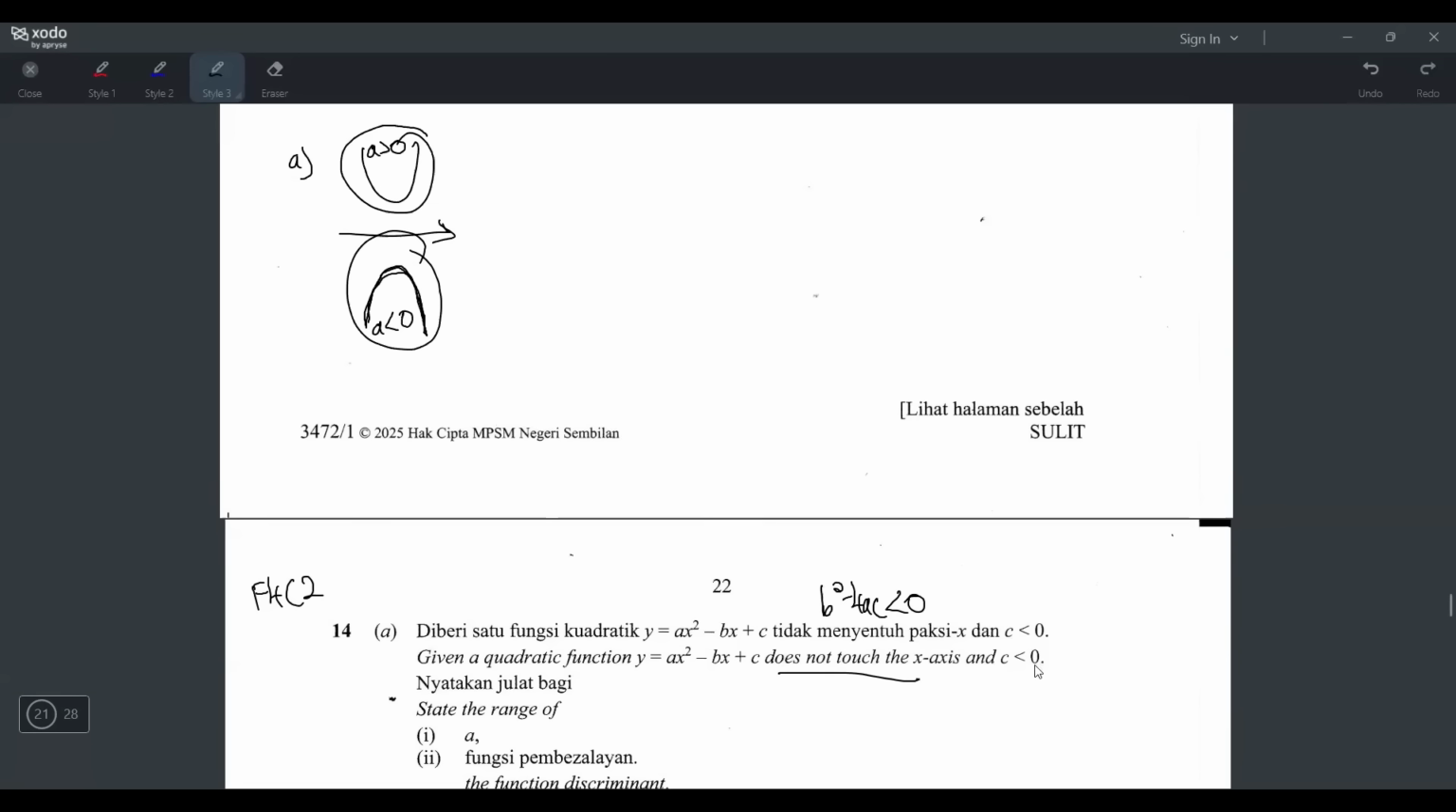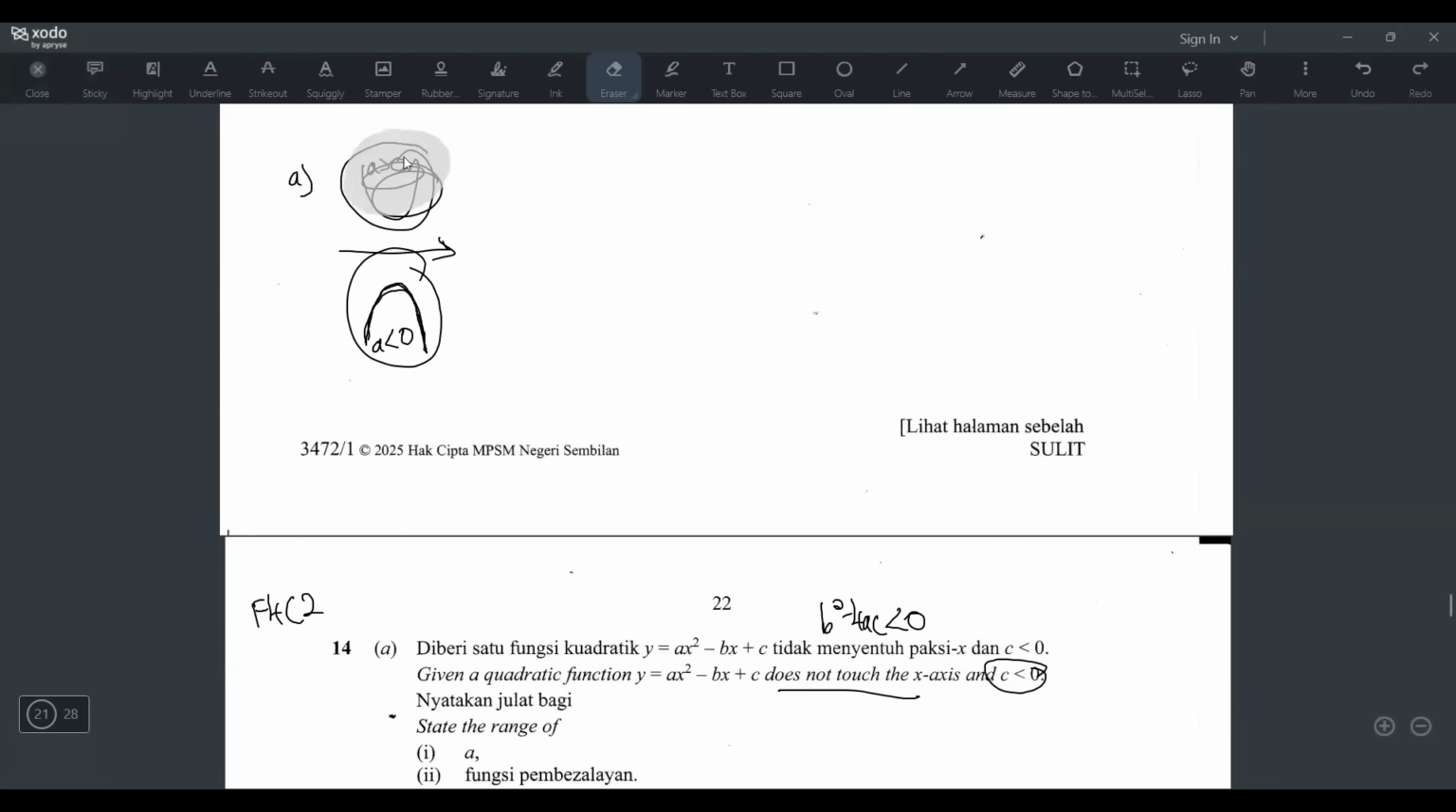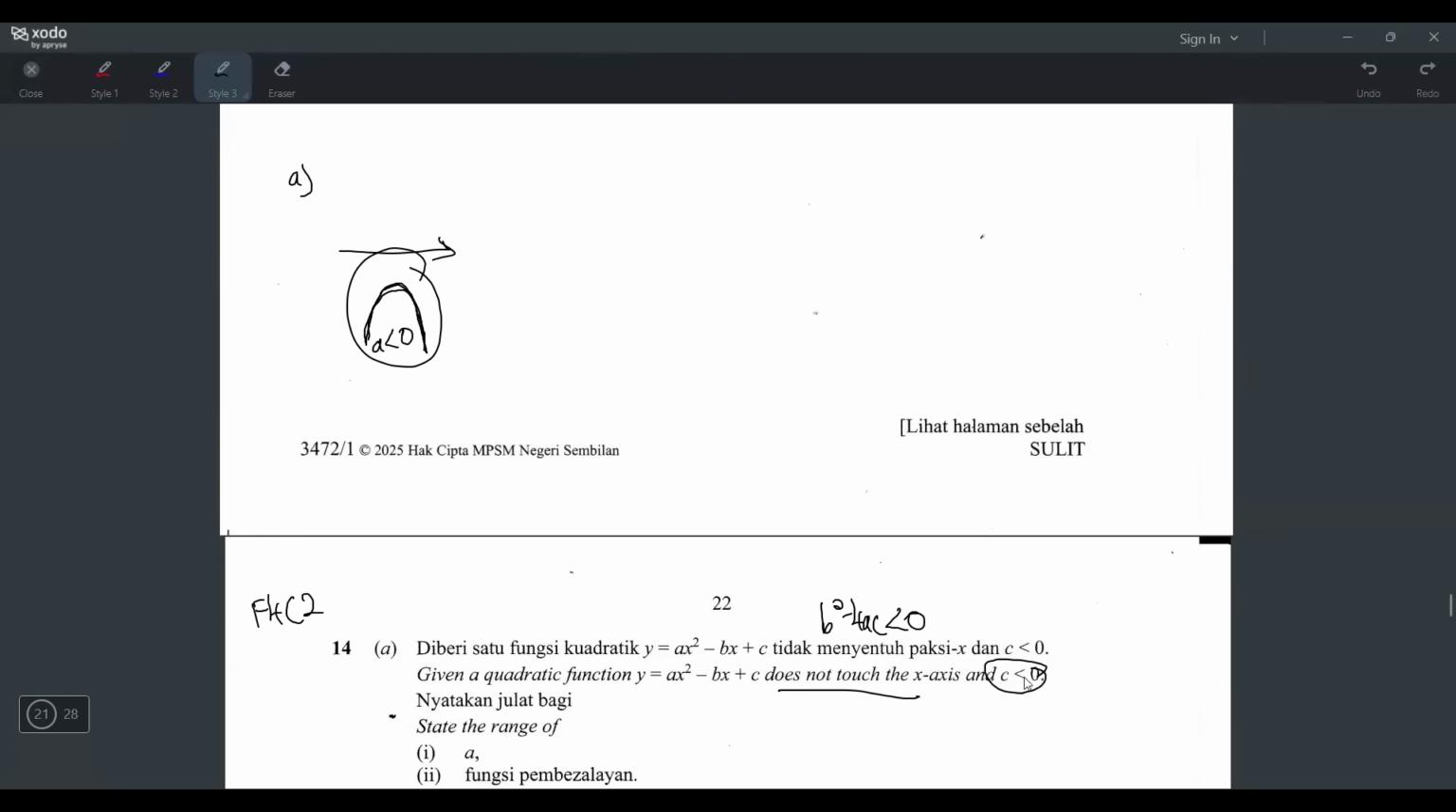Okay, now they say C is negative. That means it's confirmed it's not like that. Because if your C is negative, that means the y-intercept is negative. Now, imagine if it's like that. Your C should be above, it should be positive if it's like that, right? So definitely, it has to be like that.